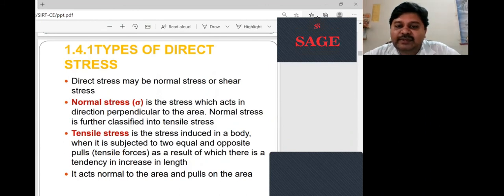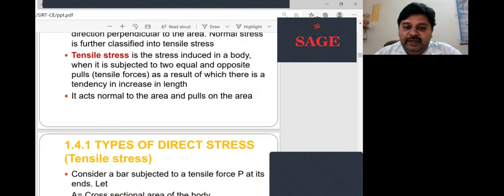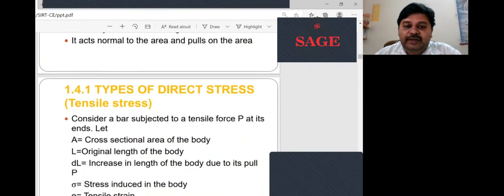Tensile stress is the stress induced in a body when it is subjected to equal and opposite forces which are pulls generally. Otherwise, we will not have tension. This is the pull here. This is the pull, and it acts normal to the area and pulls the area.